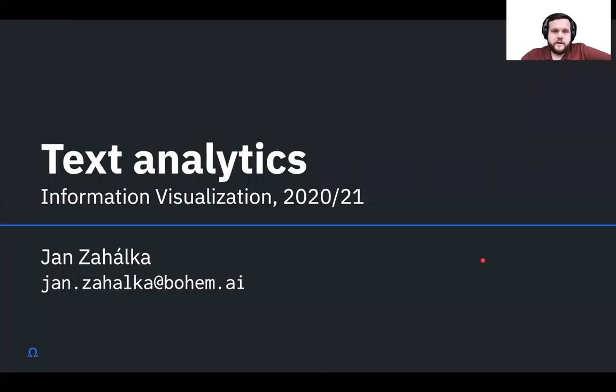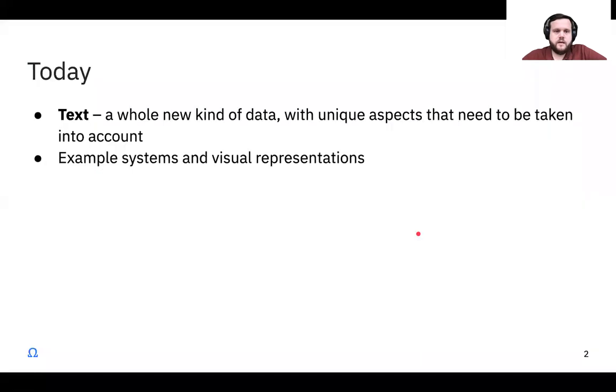Hello, everyone, and welcome to the 9th lecture of the information visualization course titled Text Analytics. So today we're going to be talking about how to wrangle text data, which is a whole new kind of data with unique aspects that need to be taken into account. And we are going to do this chiefly through seeing some example systems and visual representations.